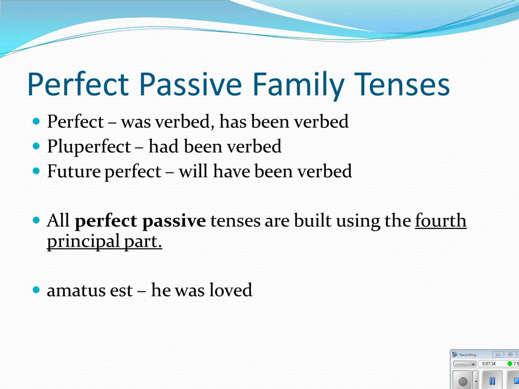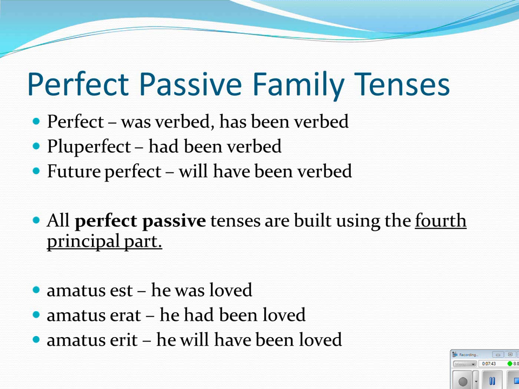So amatus est is he was loved. Amatus erat is he had been loved. And amatus erit is he will have been loved. Remember that the imperfect is not perfect, so it doesn't behave this way. It's made a different way.